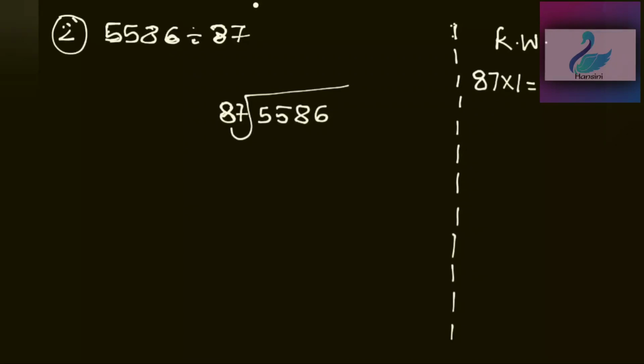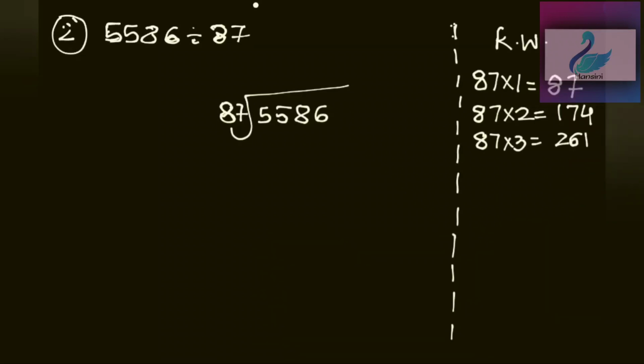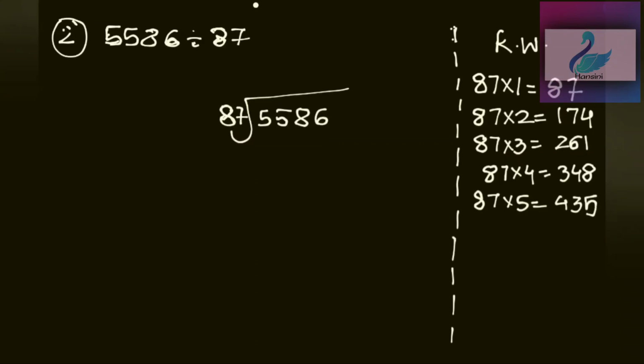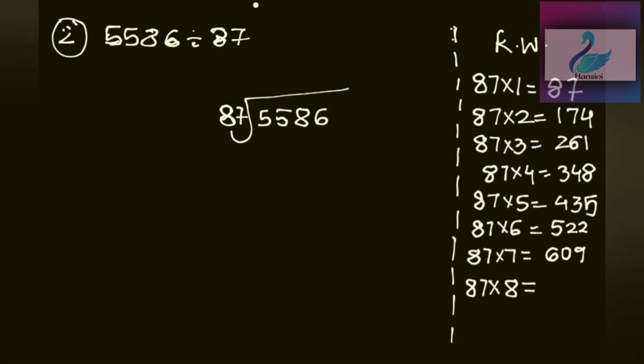So 87 ones are 87, 87 twos are 174, 87 threes are 261, 87 fours are 348, 87 fives are 435, 87 sixes are 522, 87 sevens are 609, 87 eights are 696, 87 nines are 783, and we know 87 tens is 870.